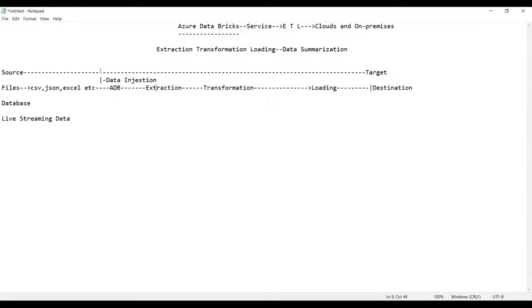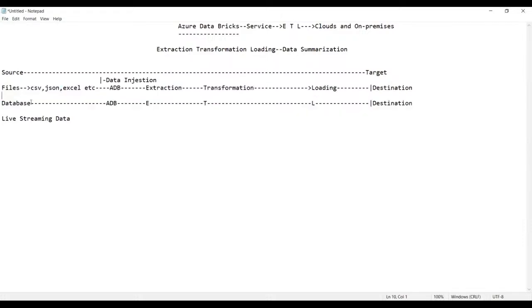Or in the same process, if the data has to be accessed from a database, what we do? We use ADB, that is Azure Databricks, we pull in the data, and again the same process: E, then T, which stands for transformation. Finally we put the data into loading. Loading is the final process, loading the data into the destination. Destination is nothing but the actual target you have. Getting my point, all of you?